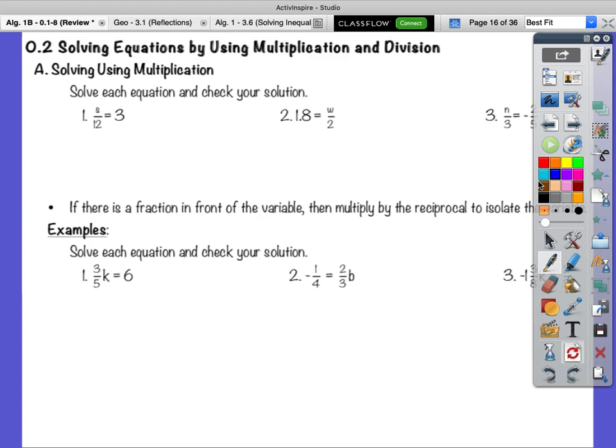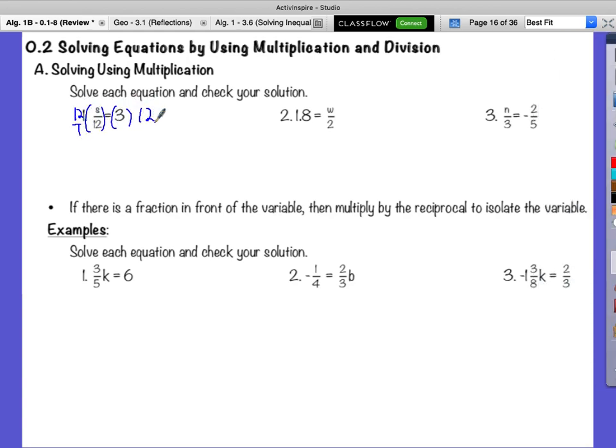So we're going to solve these problems using multiplication. If we're solving using multiplication, what are we doing originally? Division, okay? So in our first problem, s is being divided by 12. When we were adding or subtracting 12, we added or subtracted that same number. So what are we going to multiply by? 12. You can think of it as 12 over 1, right? We multiply the other side by 12 as well.